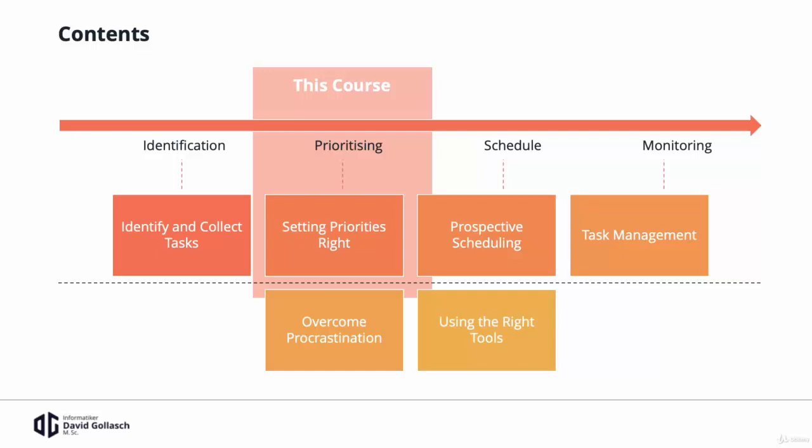Time management comprises four major phases. The first one is the identification phase, which is handled in another course, the first part of the course series. Identification mainly means that you have to get a more or less complete list of all the tasks that you have to do. So you have to identify the right tasks and find a way to systematically collect them in a way that makes it possible to proceed with further time management methods, and to get into the second phase that we will deal with in this course here.